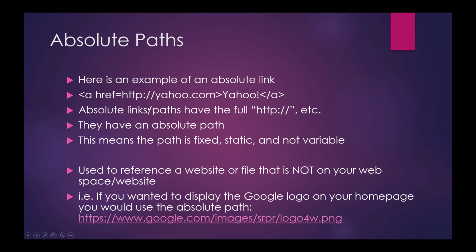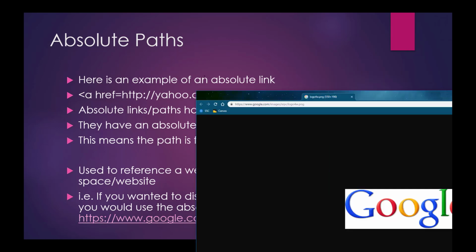Absolute links have the full file extension, the full absolute path. It's fixed, static, not variable, not dynamic. It's used to reference websites or files that are not on your current website or web space. So if you wanted to display the Google logo on your site, you would need to give your image tag the absolute path of it. I'm assuming this is the old Google logo. Again, it's what you type in the URL bar, the full long absolute URL.